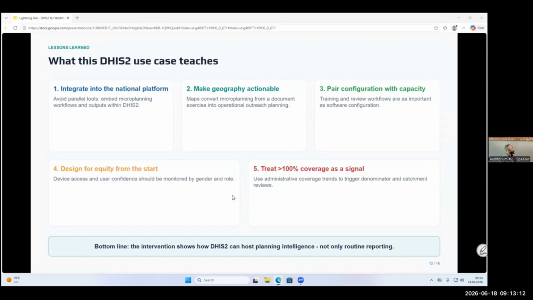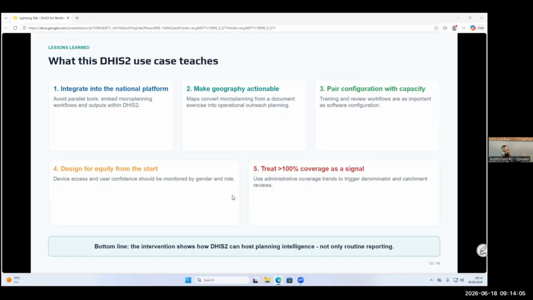What does this teach us about the use of DHIS2? Everything we do should be integrated into the existing HMIS and DHIS2 that the country has. We should avoid using parallel tools. The country already has DHIS2. At this conference, we have seen that DHIS2 has been a success all over the world. So use DHIS2. It's already there, and people know how to use it. And make geography actionable: assess the geography of the country and know how you can help people using the tools you have. You should pair configuration with capacity, design for equity from the start, know what's not going well, and help train everyone there.